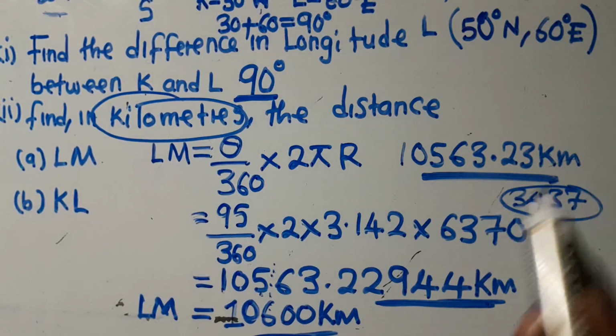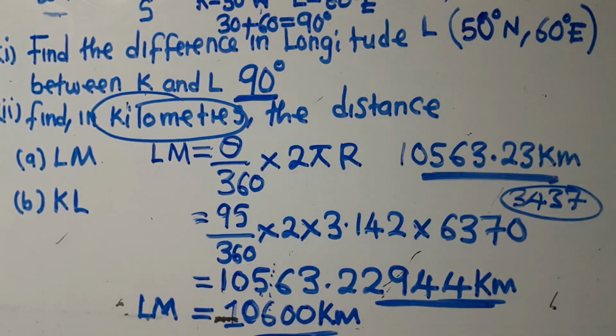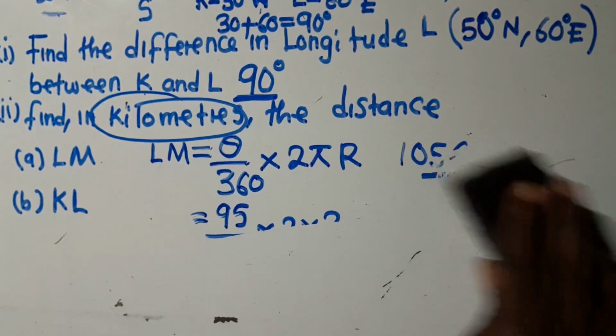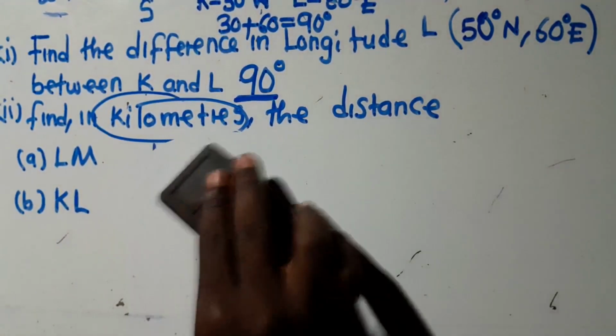This is the radius in what? Nautical miles. But since they said in kilometers, I need to put that. Hope you've seen the difference, and this is what you are supposed to do. Let us now move to the last question. Hope you are writing down these wonderful questions that I'm presenting before you.